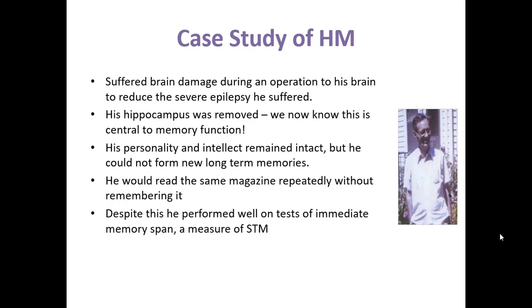So HM is Henry. He suffered brain damage due to some ill effects of an epilepsy operation. His hippocampus was removed. He suffered problems with his memory. He couldn't form new long-term memories, but he had short-term memory. So Henry can be used as evidence to support the idea that short-term and long-term memory are separate stores, and also that the stores exist in separate parts of your brain. So you can use Henry as a case study.